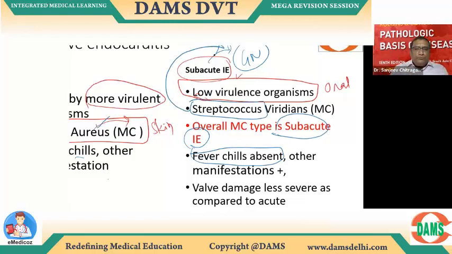So usually valvular damage will be less severe as compared to acute. That is expected because the valvular damage is happening primarily because of the inflammatory destruction by the body, right? So this is about the acute and the subacute.